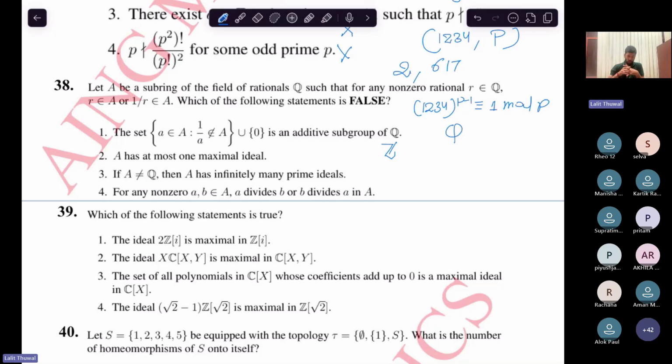It is a local PID. There was a question in the last exam also which is about a local PID, and I have solved that one also. This was asked in CSIR NET. I'm forgetting actually whether it was asked last time or the last of last time. CSIR NET December.